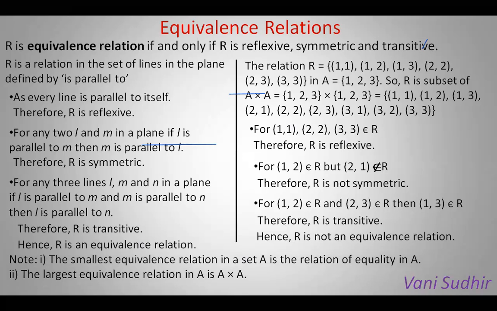And what is the largest equivalence relation? If the relation contains all the ordered pairs of A cross A, that is R equal to A cross A, then that will be the largest equivalence relation. This A cross A will satisfy all properties. It will be reflexive, symmetric, and transitive also. So the largest equivalence relation is A cross A.